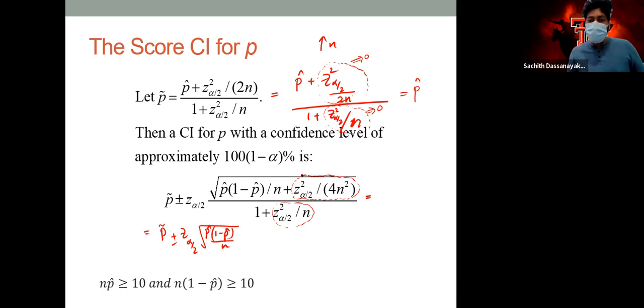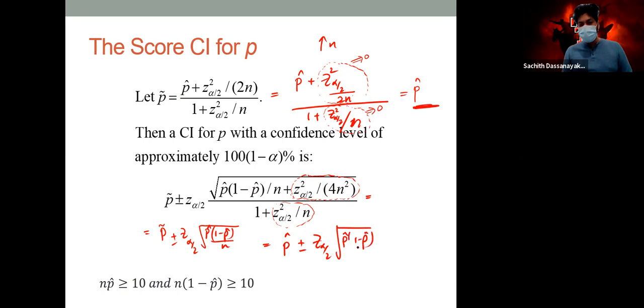Yeah, this fraction is very close to 0, so this one equals 0. Again, what happened to this P tilde? From here, it equals P hat, so you can replace P tilde with P hat: C alpha over 2 times the square root of P hat times 1 minus P hat over n. Clear? Why do we do this?